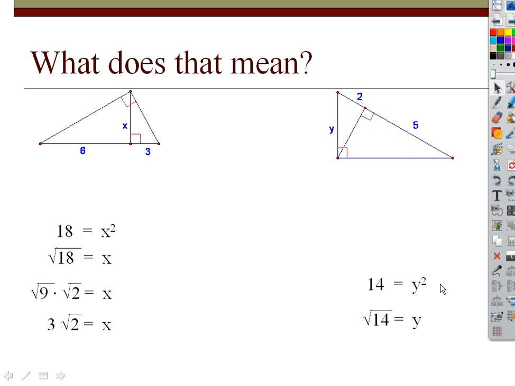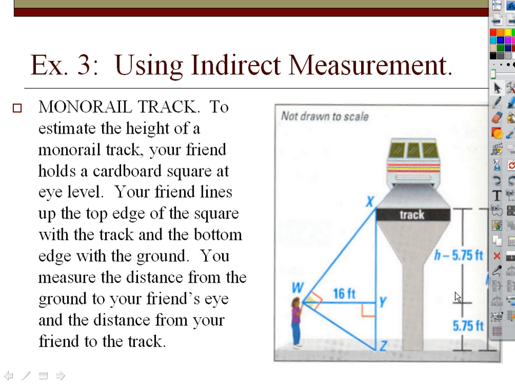Okay, so y equals the square root of 14. Good. Okay, what about this one? This is one I like. Here's the situation for this one. Some eccentric billionaire just told you that he's challenging your intellect. If you can, in 5 minutes, estimate to within 6 inches the height of this track, he's going to give you $1 million.